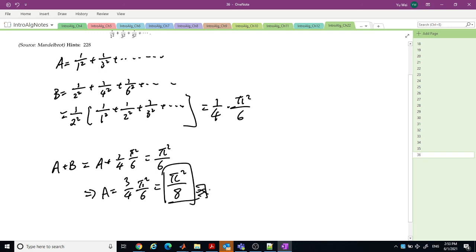Okay, so yeah, that's it for the challenge problem of this chapter, also the challenge problem for this whole book.